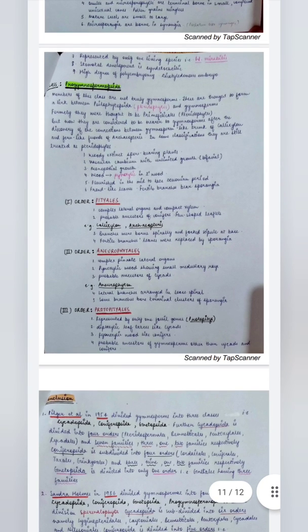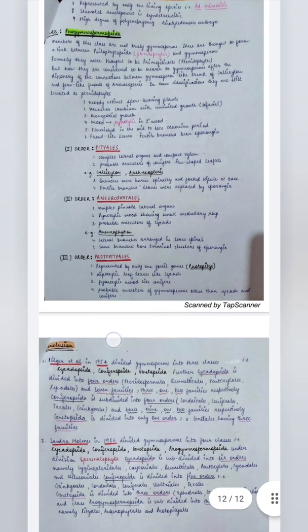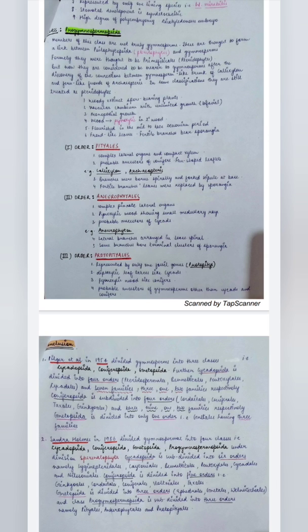Its first order is petioles. They are complex and they have lateral organs and compact xylem. Probable ancestors of conifers. They have fan-shaped leaflets. Example is Chelyxylon and Archaeopteryx. Branches were borne spirally and forked stipule at base. Fertile branches leaves were replaced by sporangia.